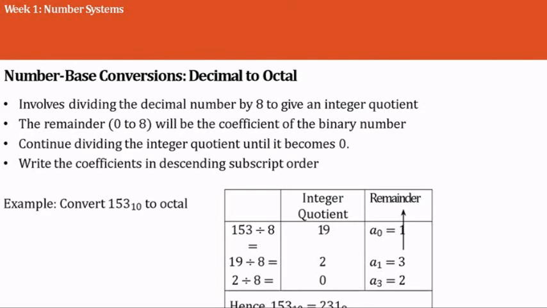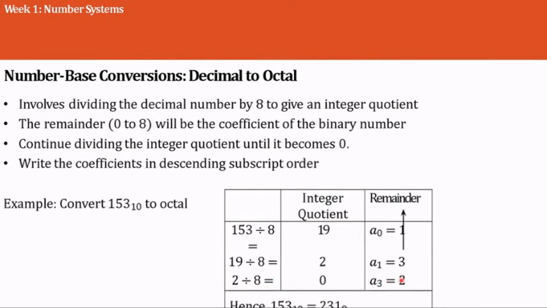So let's have an example. Let's say we are going to convert 153 base 10 to octal. 153 divided by 8 is 19, with a remainder of 1. The quotient 19 will be divided again by 8, and that is equal to 2 with a remainder of 3. Then we divide the quotient 2 again by 8, that is 0 with a remainder of 2.